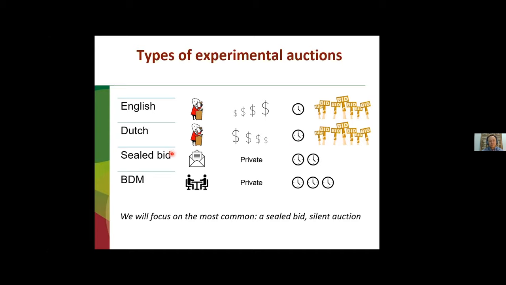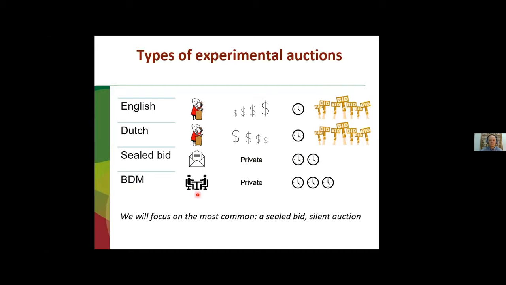In a sealed bid, people write down the amount they would be willing to pay on a slip of paper. And it's kept private. So you can't see what other people have bid. You know you're competing against them, but you can't see any of the other prices. So this takes a little bit longer to do, but it has other advantages, which I'll discuss a little bit later. A BDM auction is done one-on-one.